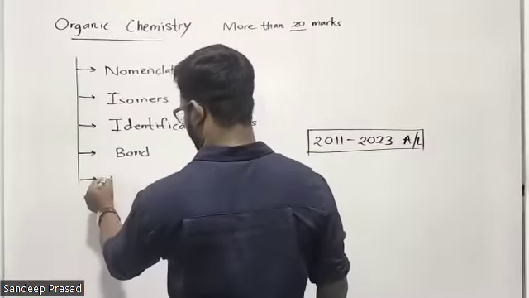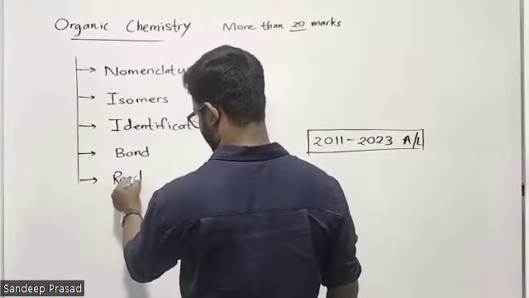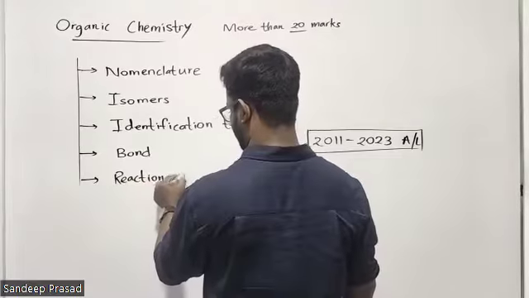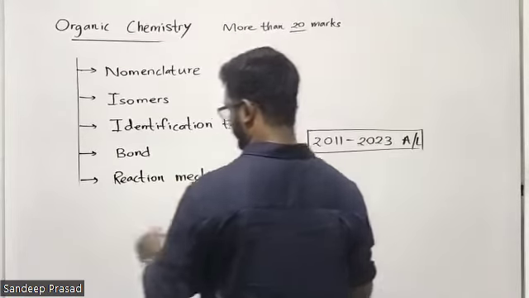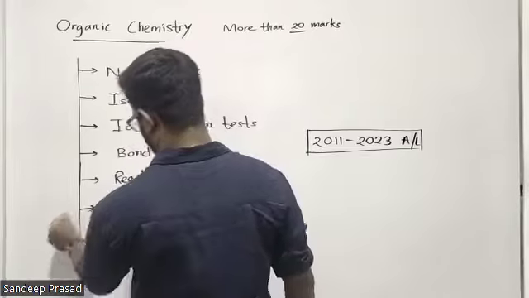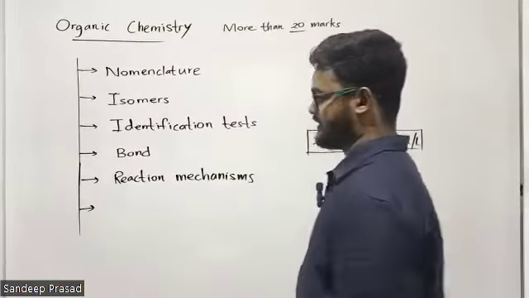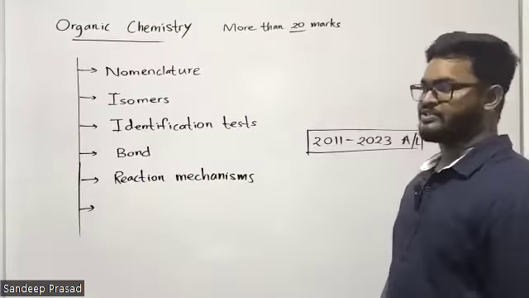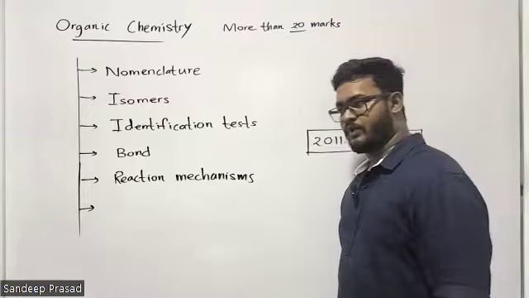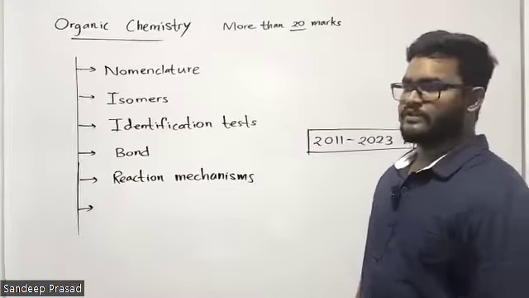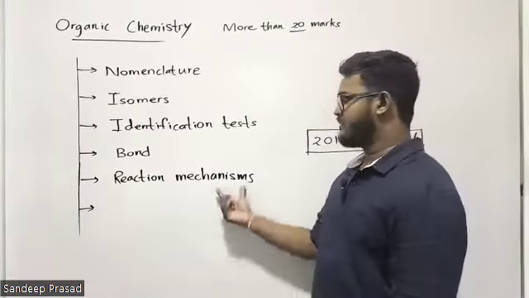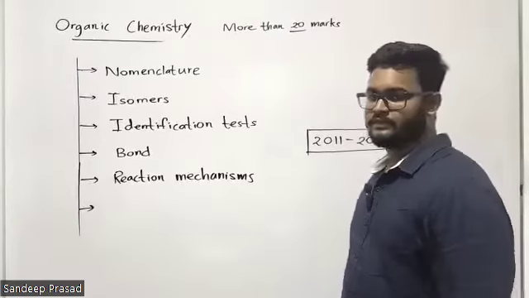And then we have reaction mechanisms, right? Reaction mechanisms. This is also very important. For example, Friedel-Crafts acylation, alkylation, nitration, addition of HBr to alkene, addition of Br to alkene, right? So likewise, there are so many reaction mechanisms that are frequently asked, right?